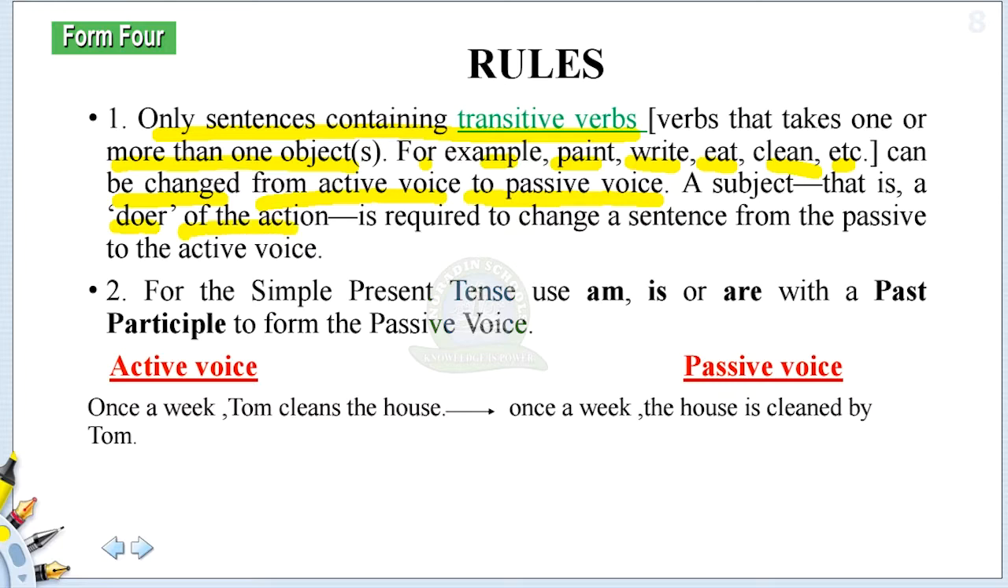The doer of the action, the subject, is required to change a sentence into the passive voice. So this point is very important. The most important point is that transitive verbs can be used in passive voice, but not intransitive verbs. Do not use intransitive verbs in passive voice.